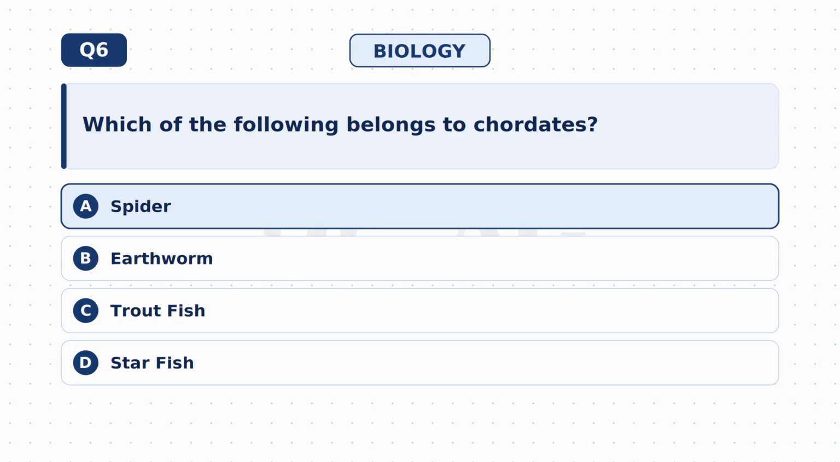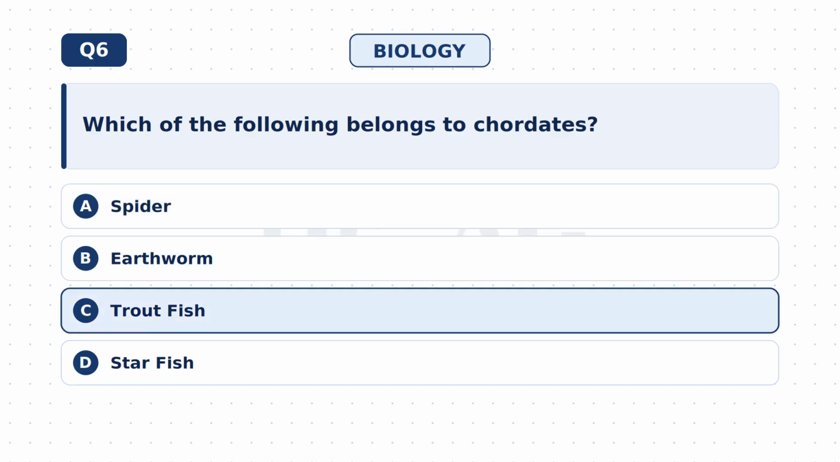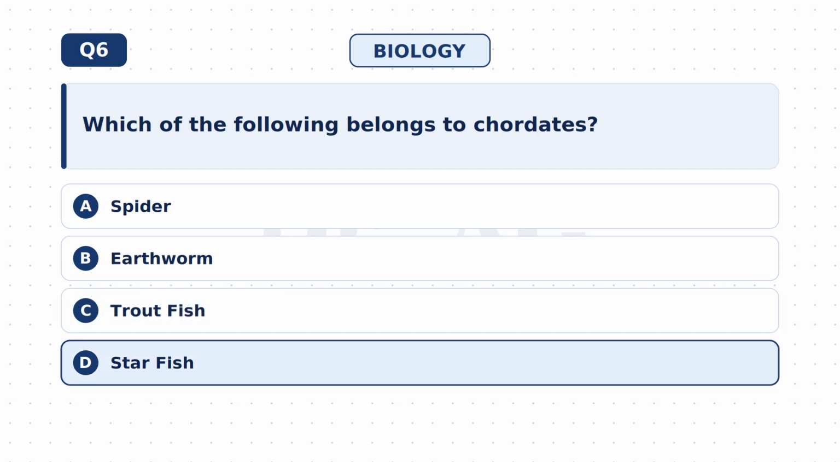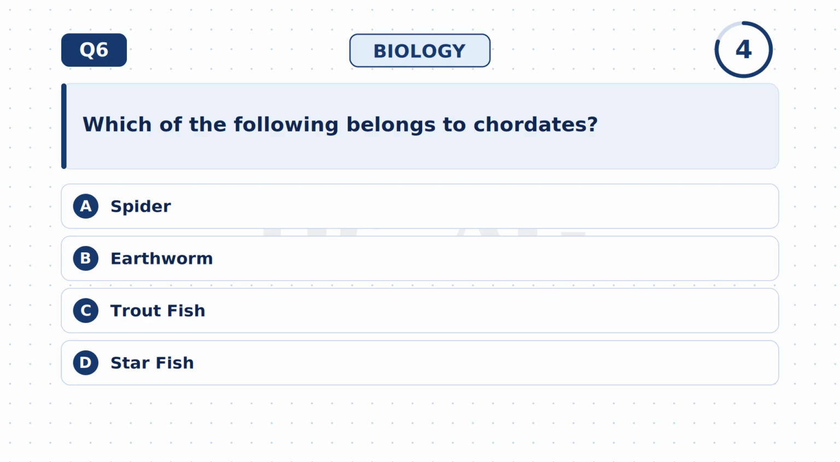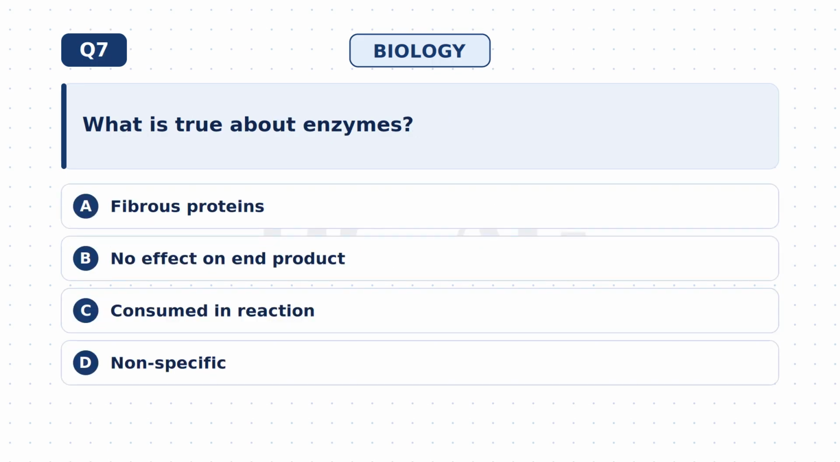Question 6. Which of the following belongs to chordates? Option A. Spider. Option B. Earthworm. Option C. Trout fish. Option D. Starfish. The correct answer is C. Trout fish.